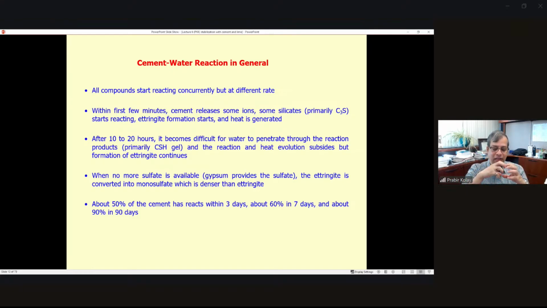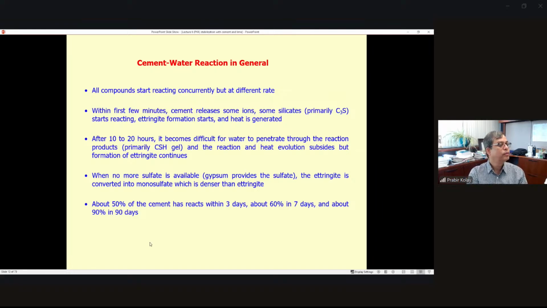Ettringite is basically like a flower type of structure. It increases its volume. That is not good. So when no more sulfate is available, gypsum provides the sulfate, and the ettringite is converted into monosulfoaluminate, which is denser than ettringite. This is much more stable.